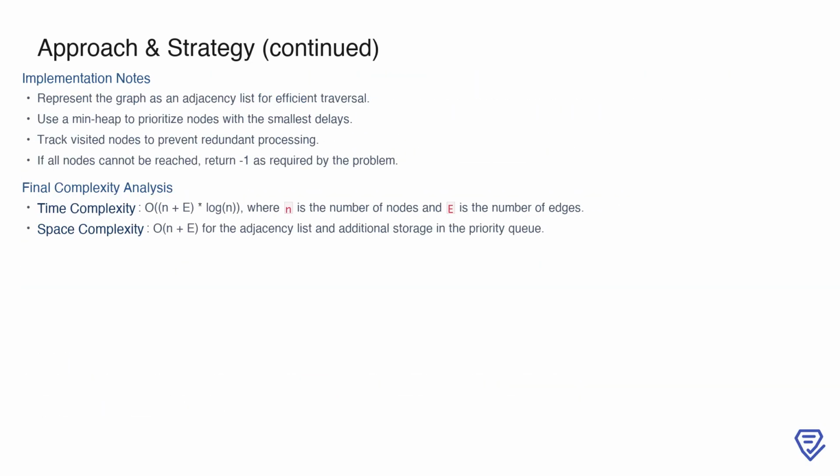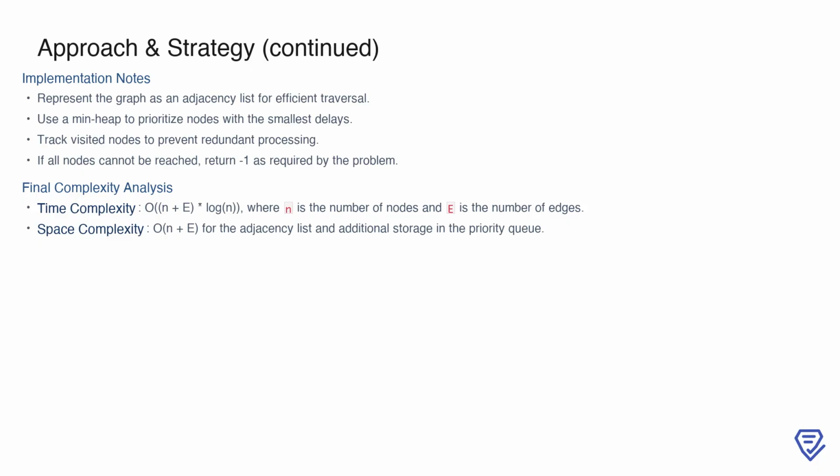For the implementation, it's recommended to represent the graph as an adjacency list for efficient traversal. A min-heap, or priority queue, will be used to prioritize processing nodes with the smallest delays. Additionally, tracking visited nodes is important to prevent redundant processing and ensure correctness. If not all nodes can be reached from the starting node, the solution should return -1, as specified in the problem.